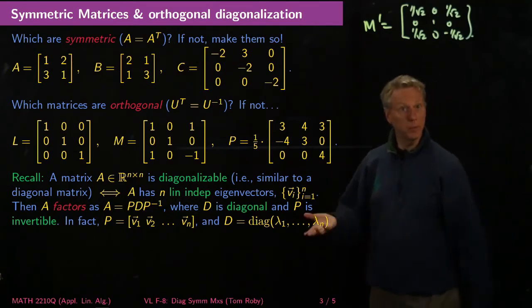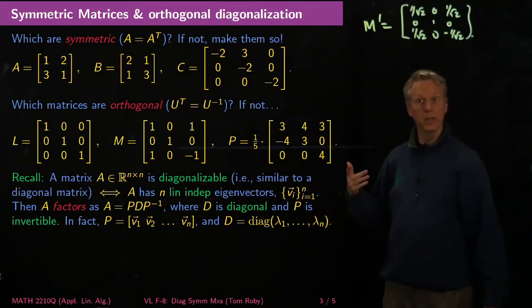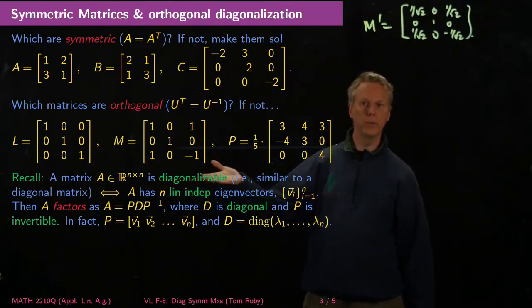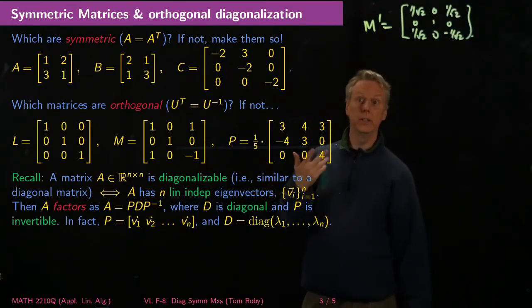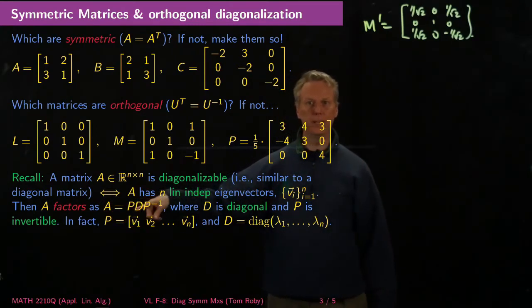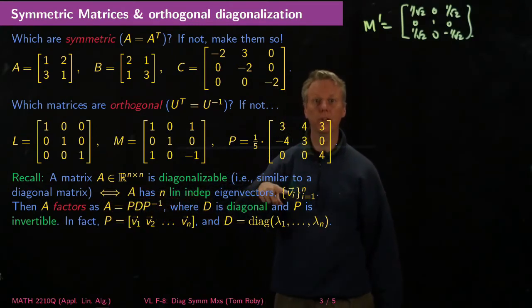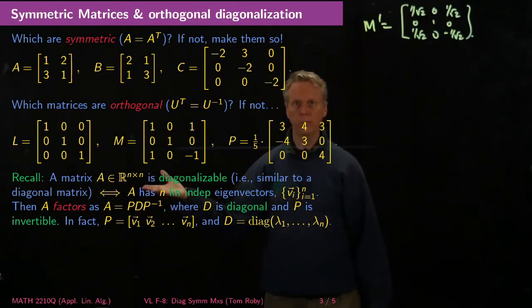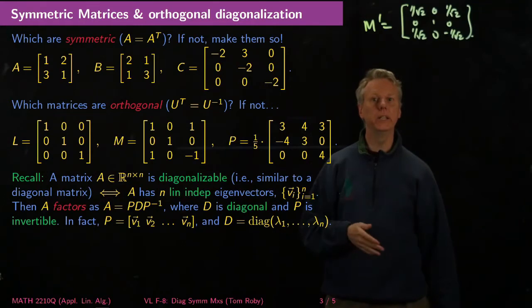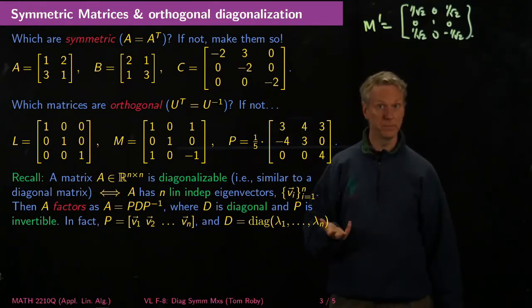So now remember what we did about diagonalizability. It's only something that applies to a square matrix. And a square matrix is diagonalizable, the definition is if it's similar to a diagonal matrix, which means that it can be written as PDP inverse, where D is diagonal and P is invertible. But we showed that that was equivalent to A having n linearly independent eigenvectors.